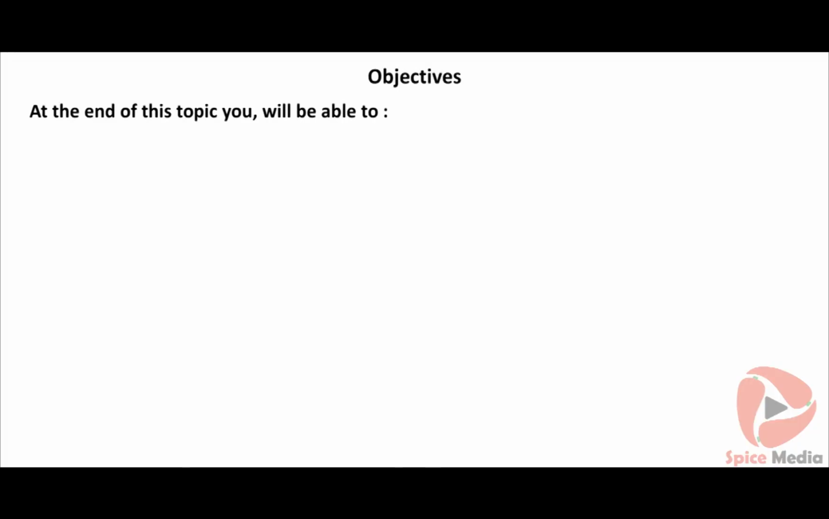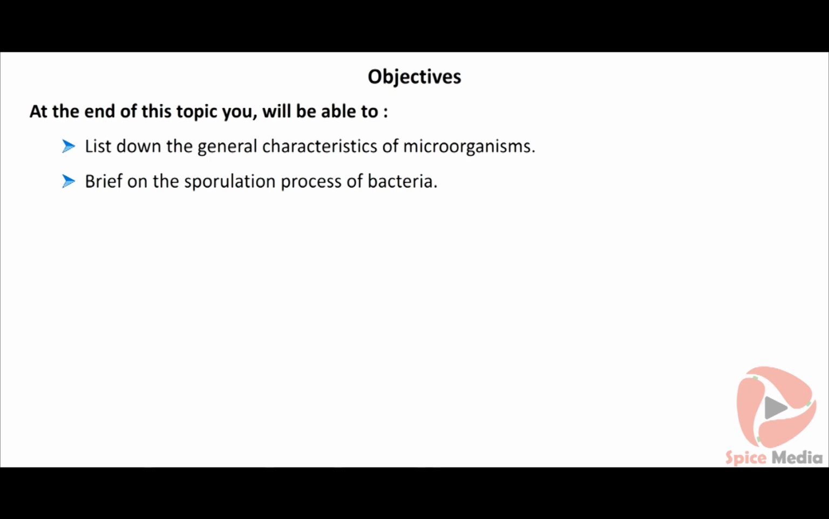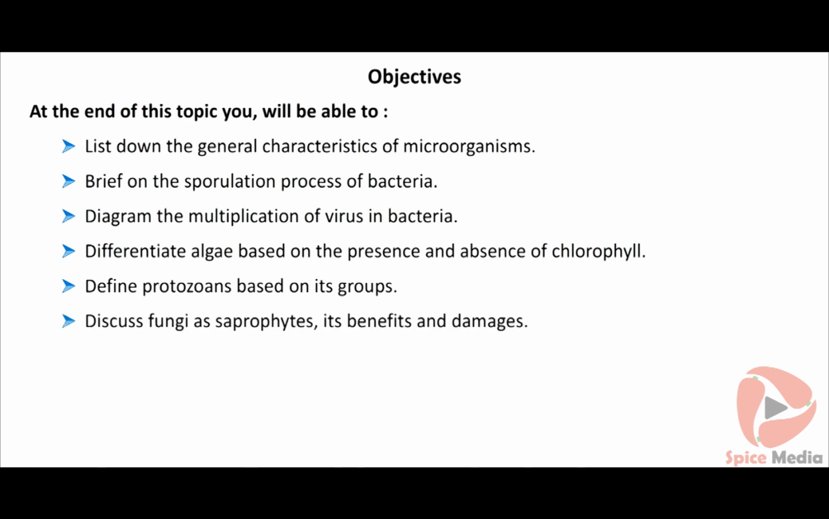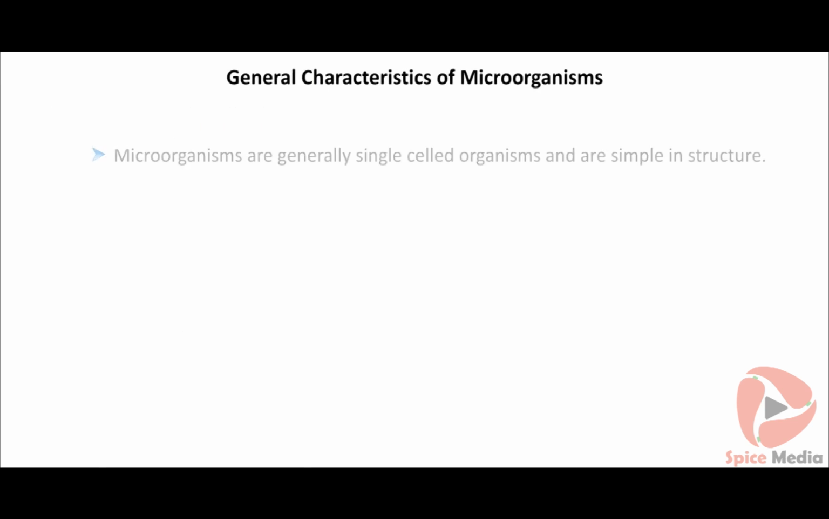At the end of the topic, you will be able to list down the general characteristics of microorganisms, brief on the sporulation process of bacteria, diagram the multiplication of virus in bacteria, differentiate algae based on the presence and absence of chlorophyll, define protozoans based on its groups, discuss fungi as saprophytes, its benefits and damages.